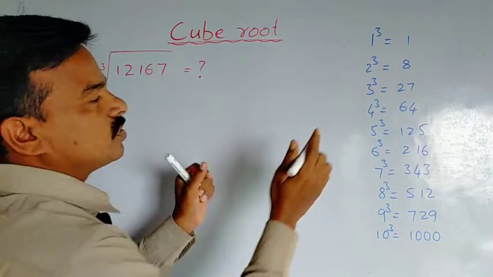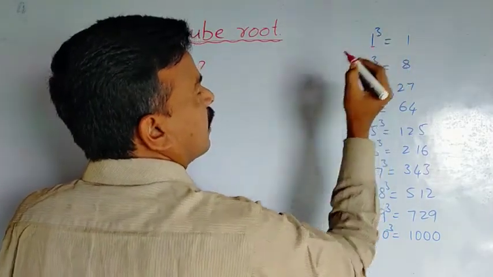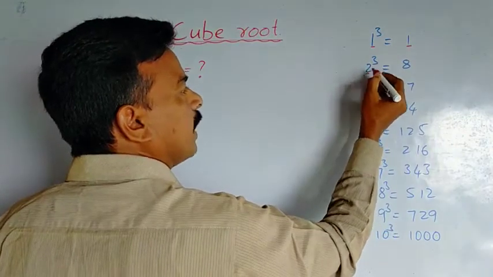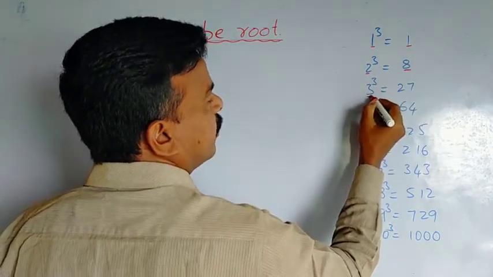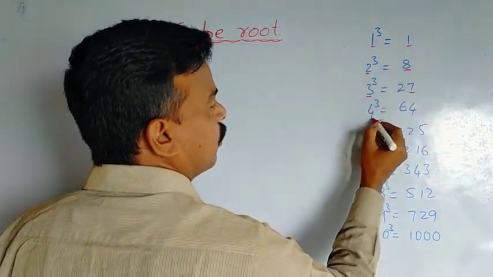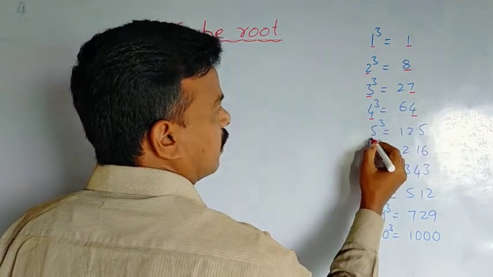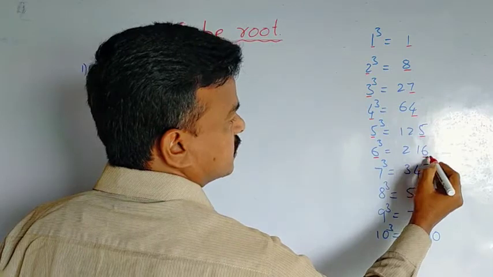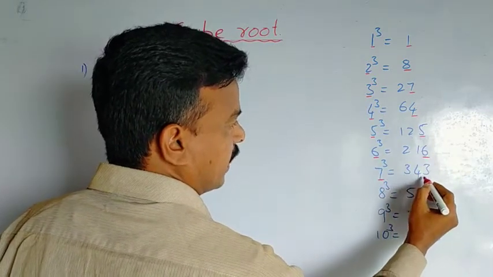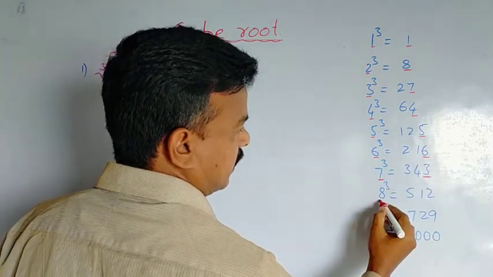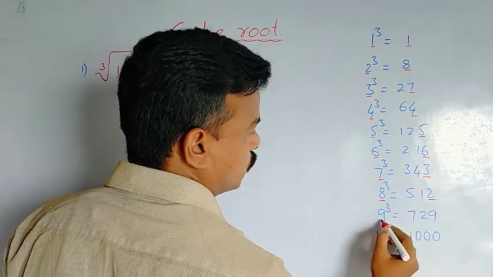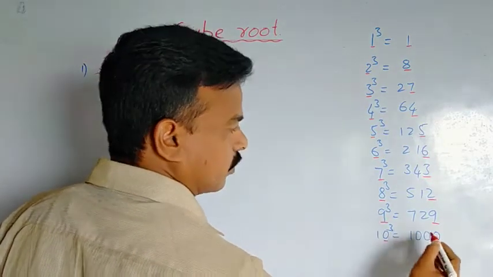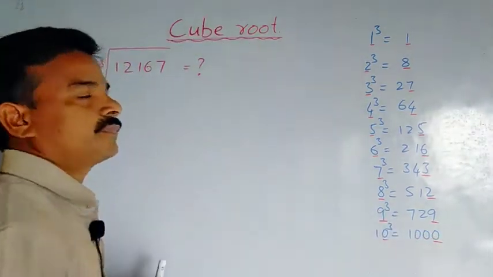Here we can observe that 1 cube ends with 1, 2 cube ends with 8, 3 cube ends with 7, 4 cube ends with 4, 5 cube ends with 5, 6 cube ends with 6, 7 cube ends with 3, 8 cube ends with 2, 9 cube ends with 9, and 10 cube ends with 0.